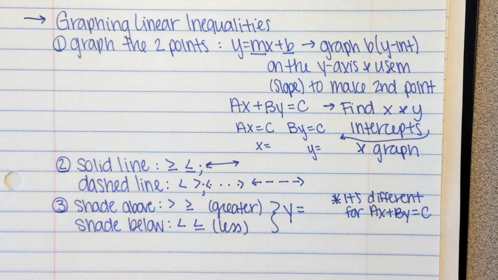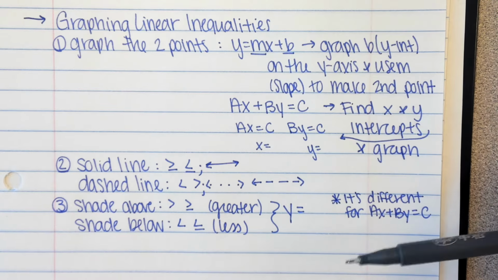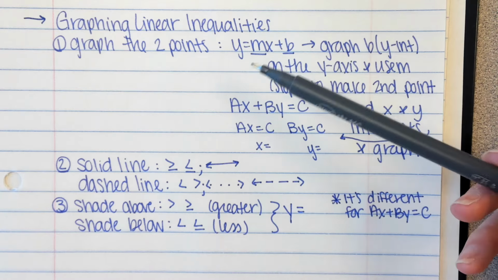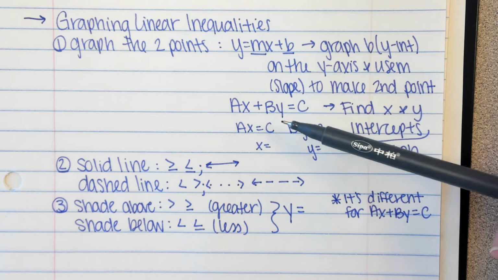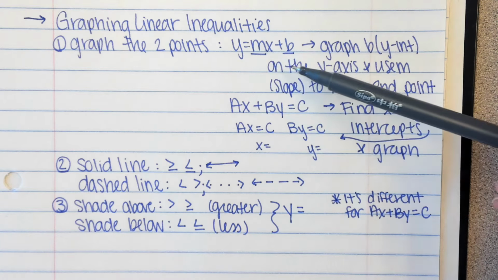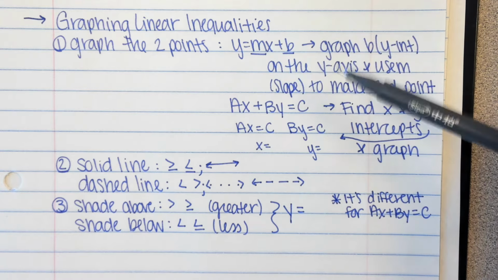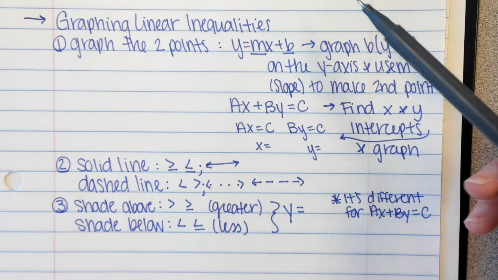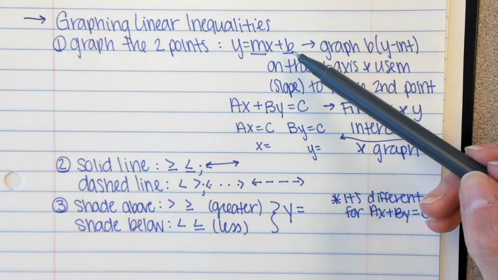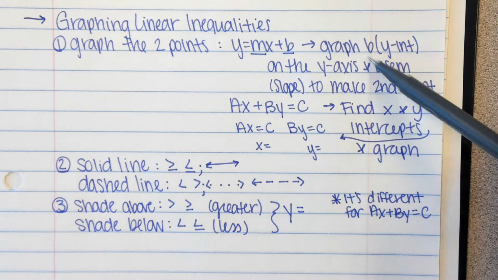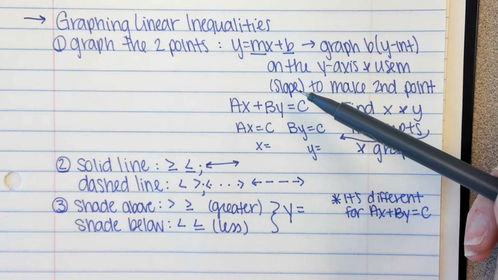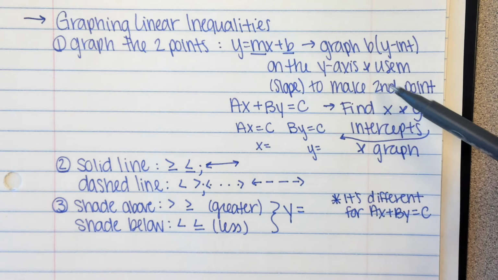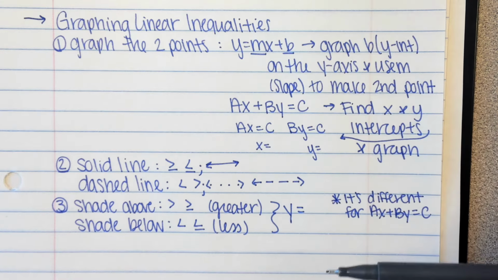So here are the steps for graphing linear inequalities. The first thing you're going to do is graph your 2 points. If your equation is in slope-intercept form, meaning it looks like this, y equals mx plus b, you're going to graph b, or your y-intercept, on the y-axis, and that's up and down. And then from that point, so you start at the point that you made, use your slope, your m, go up or down and right to make your second point. Okay, once you get your second point on there, you can move on to step 2.